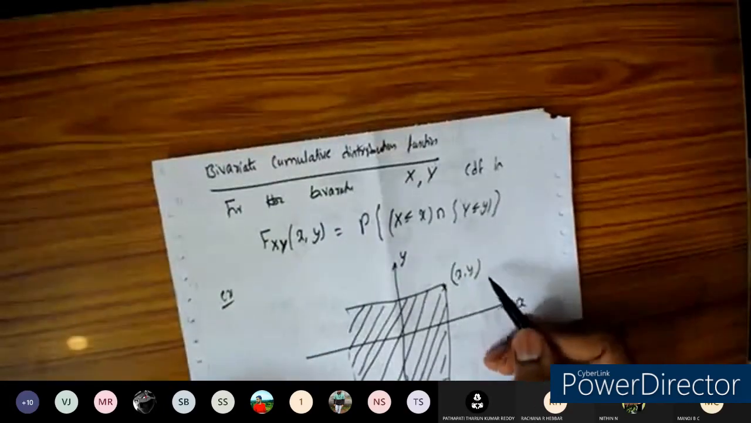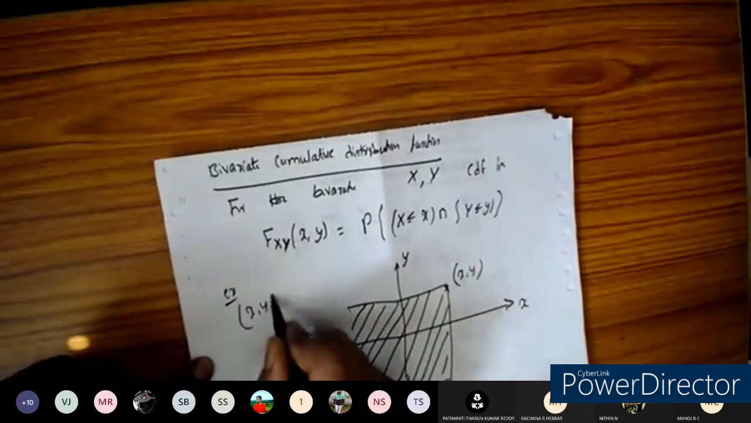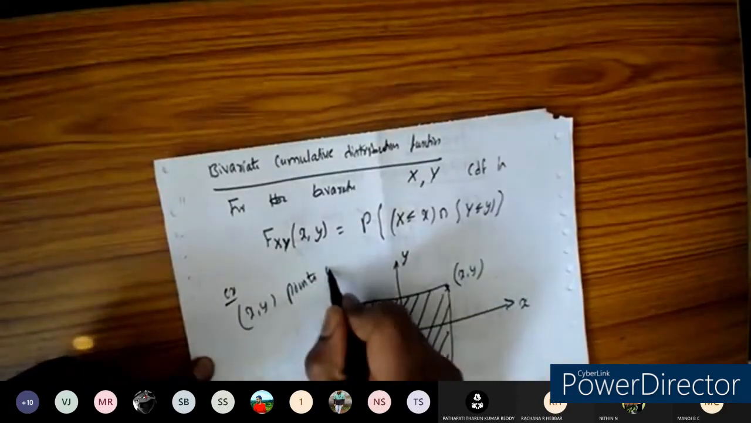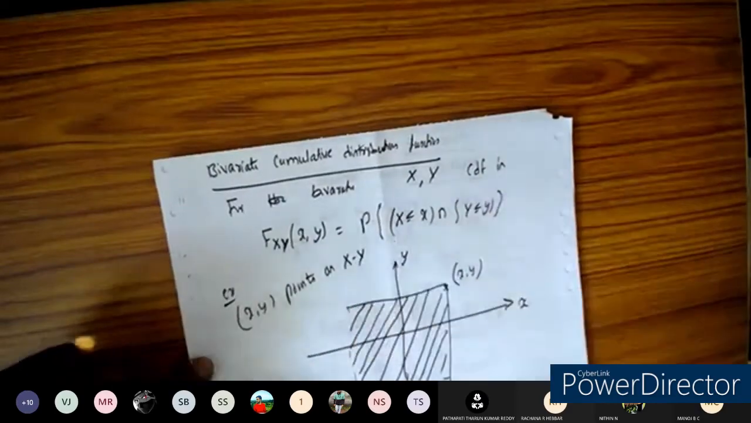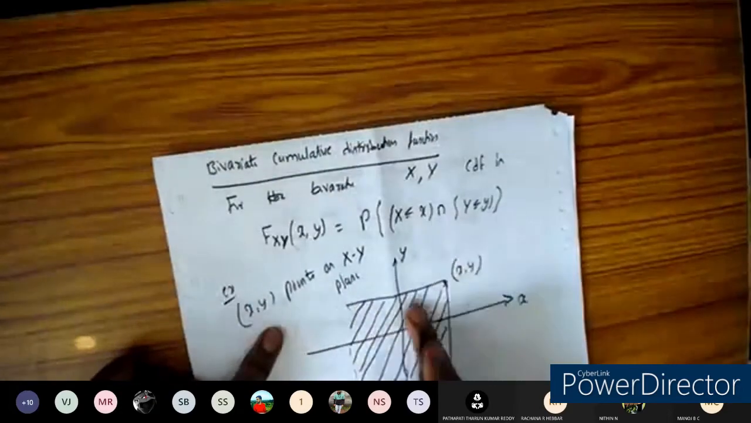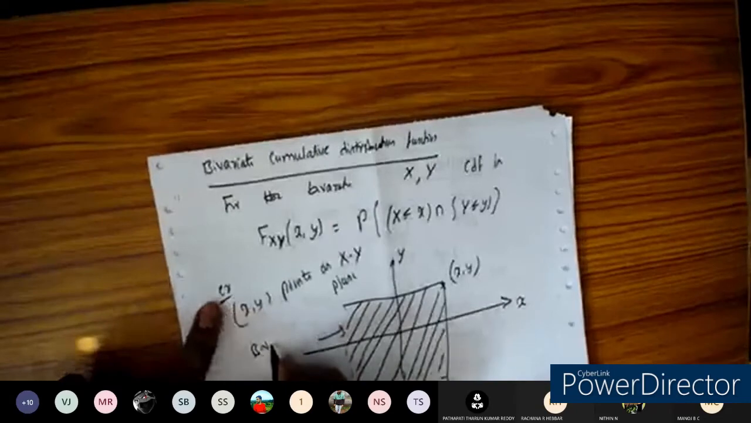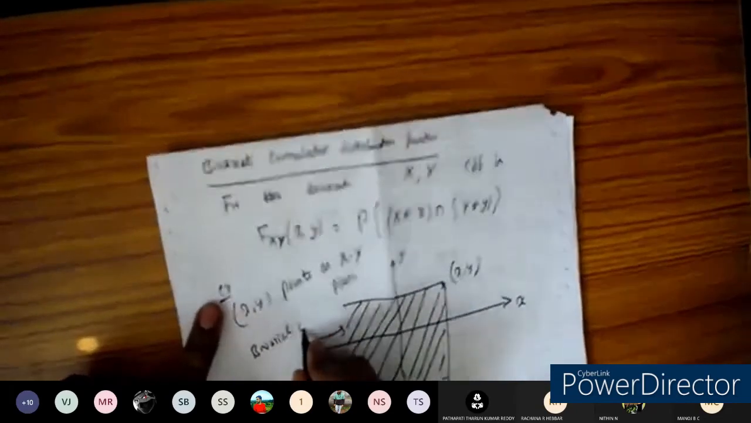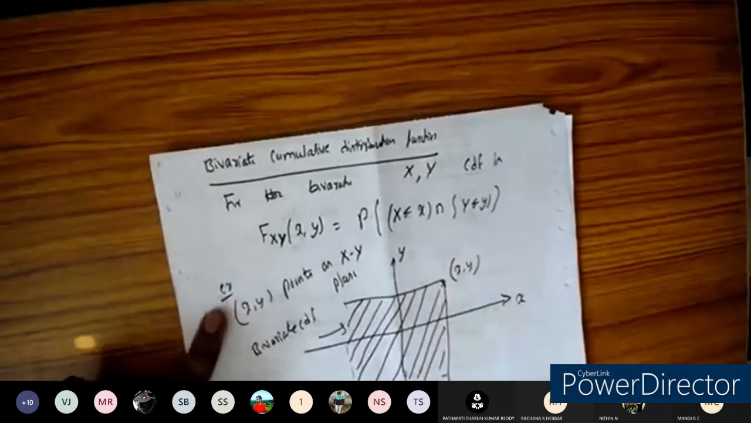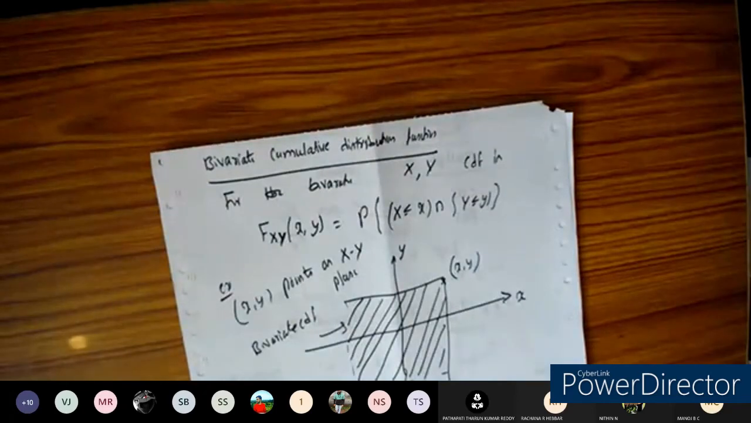Okay, so we are going to assume that x and y are points on the xy plane. So this is an xy plane, and on it we are going to mark what we call the bivariate CDF, which can take the value less than or equal to x and y. This is just one example we are giving. So you can take this as an example.